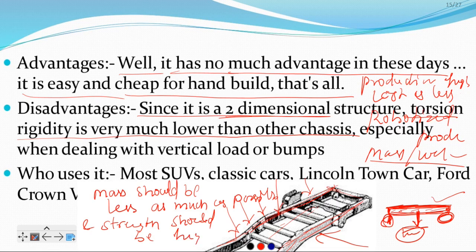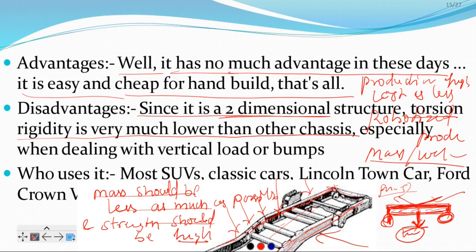Remember this line always, this is the key sentence for design. If we increase the strength of this frame by increasing the thickness of the material, ultimately we are going to increase the weight, which is not good. If we increase the weight, we have to increase the power of the engine for the same speed and all. So problems will keep increasing. So what can we do?